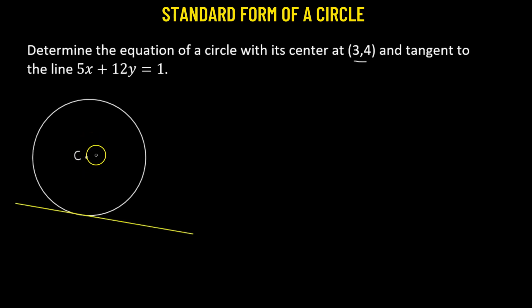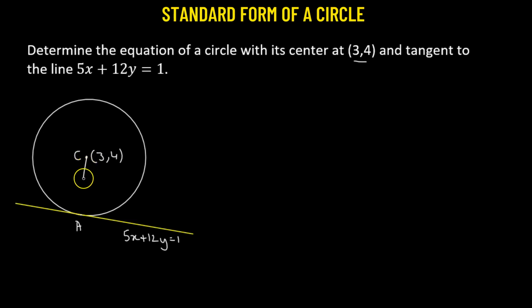So here we have a circle with center C and the coordinate of the center is (3, 4). Now there's a line whose equation is given by 5x + 12y = 1. And this line is tangent to the circle, let's say at point A. We need to find out the equation of the circle. That means, in order to find out the equation of the circle, we'll need an information which is the radius of the circle. So our task will be to find the radius of the circle.